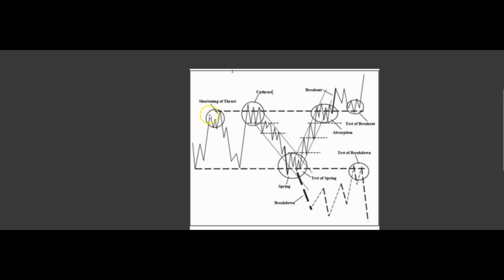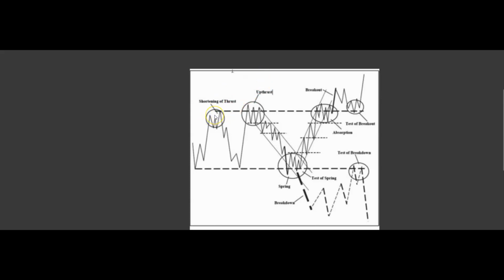So let's just start from the beginning. It establishes a range, and above here you have a shortening of the thrust. Now, does that mean you trade the shortening of the thrust? Not really, because the shortening of the thrust is an indication that momentum is waning. It's telling you there's an issue with breakout buyers buying the highs, and if they stop, it's going to go back to support at least. So does that mean you trade the shortening of the thrust?